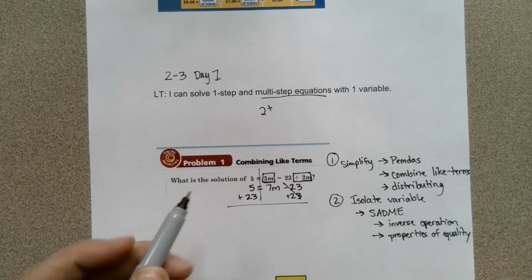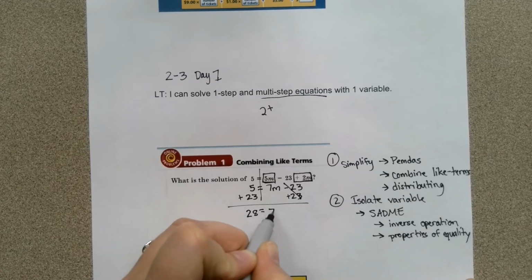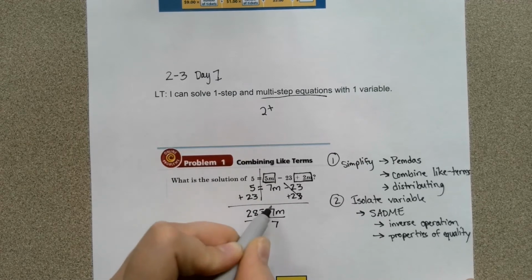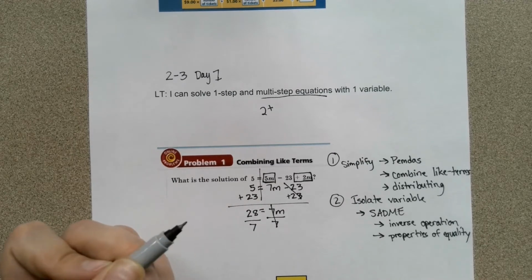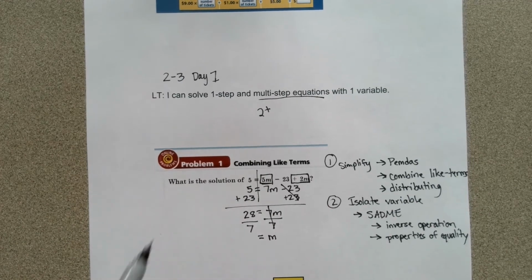So then we rewrite where we're at. 5 plus 23 gives us 28. Then it's equal to 7m. This is multiplication, so to show division, we show our fraction bar line dividing by 7 on both sides. That gives us a value of 1. 7 divided by 7 is 1. Equal sign comes straight down. The variable stays on the same side, and 28 divided by 7 gives us 4.